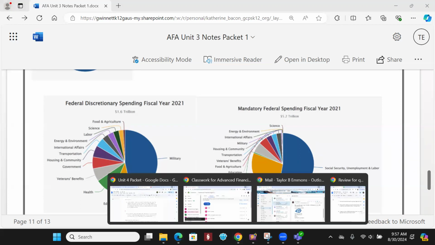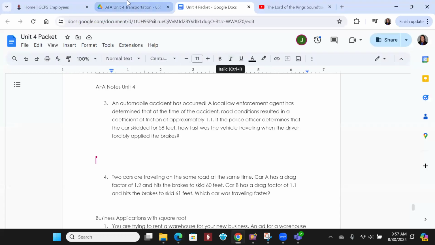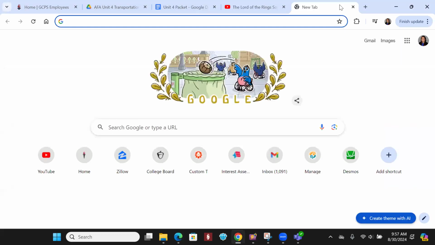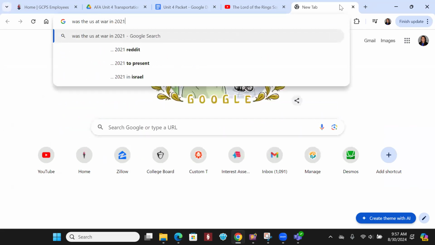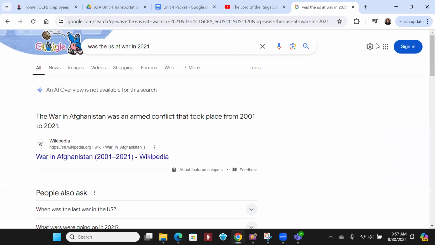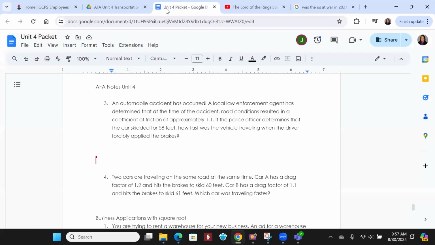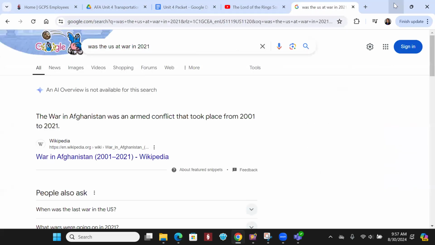Okay, we don't know something. What do we do? Google it. I think we pulled out of Afghanistan. Was the US at war in 2021? War in Afghanistan. Okay, so this was when they pulled them out, right? Might have been a little bit after that, but that's okay.